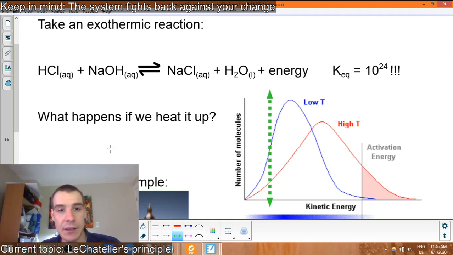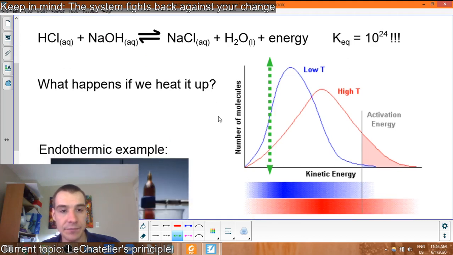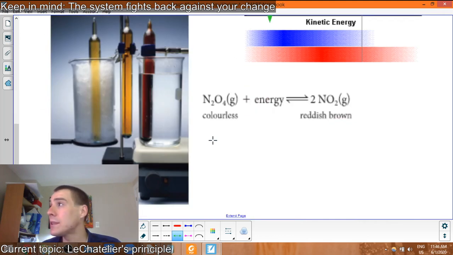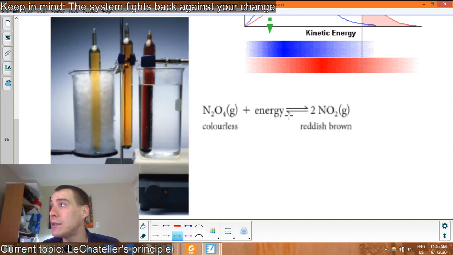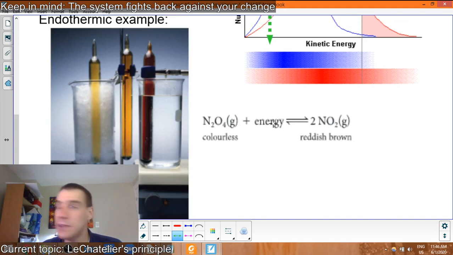And so that's what we see. Here's a real-world example. Here's N2O4 to NO2. The N2O4 is colorless, and the NO2 is reddish brown. This is at room temperature. This is in ice, and this is in hot water. There's a hot plate there. And what you see here is this is an endothermic reaction. It's endothermic.